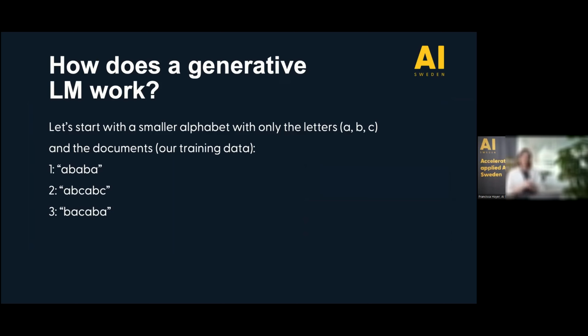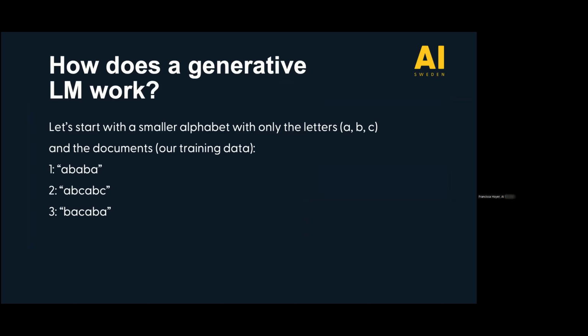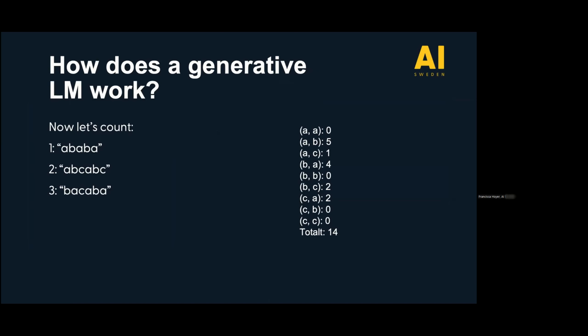So very simplified, let's have a very quick crash course in how generative language models work. We make an abstract example and say we have an alphabet that only contains 3 letters, A, B, and C. And we have a training data set consisting of 3 documents that you see here. The first step is we have the algorithm count. And that means we count how often letters come after each other.